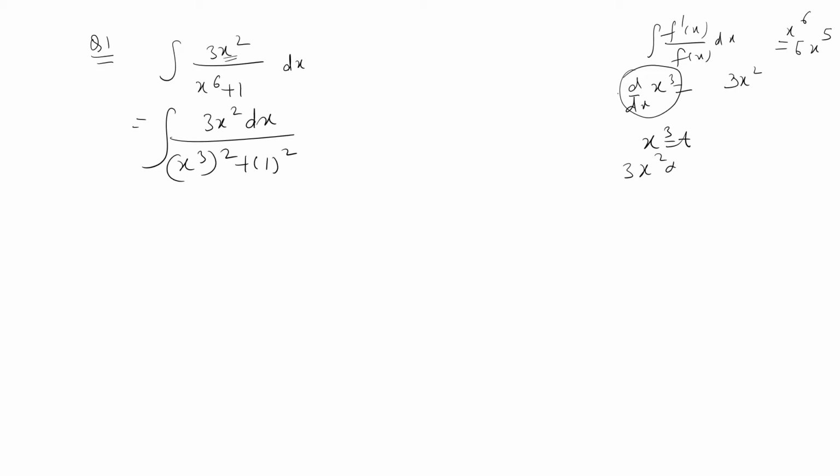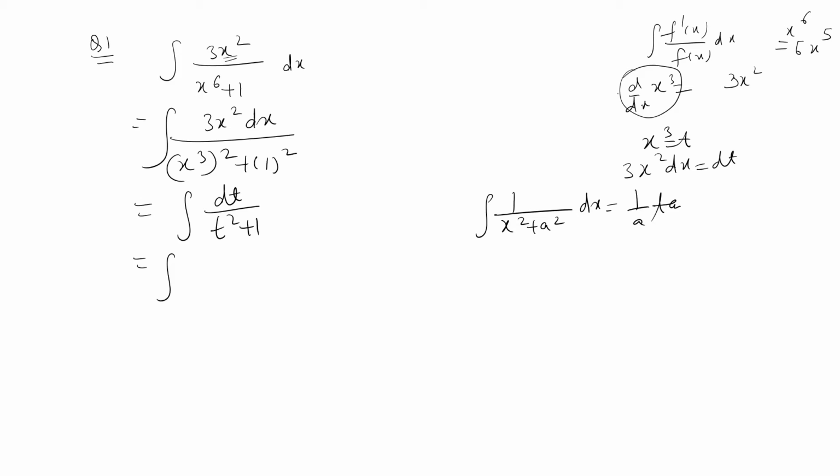So 3x square dx equals dt, and this question shifts to the form of dt upon t square plus 1. Now definitely it is of the form of 1 upon x square plus a square dx, which is 1 upon a tan inverse x upon a plus c. So the formula which can be applied here is 1 upon a tan inverse x upon a plus c. So this is tan inverse t. Who is t? x cube plus c is the required answer.